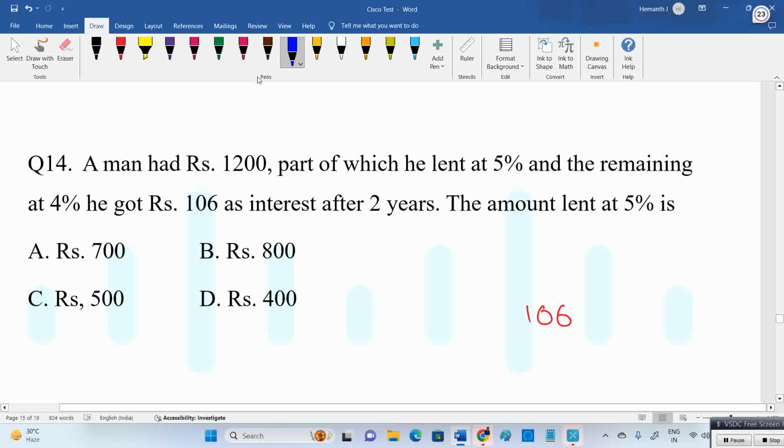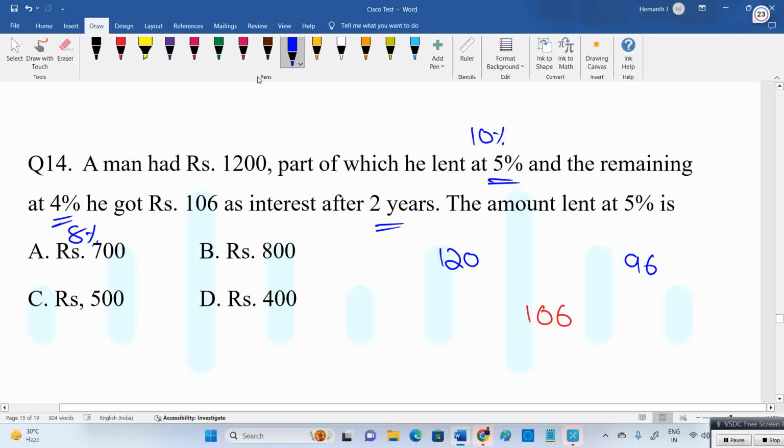Now listen, see this. If the entire 1200 amount is given for 5%, what interest should come? 5% for 2 years, simple interest concept, means 10%. 5% for 1 year, 2 years means 10%. So 1200 with 10% means 120. Now 1200 for 8% means 96. For 1200, 1% is 12, 1% is dividing by 100.